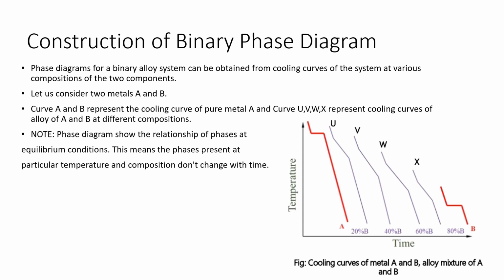Construction of a binary phase diagram. Phase diagrams for a binary system can be obtained from cooling curves of the system at various compositions of two components. Let us consider two metals A and B.